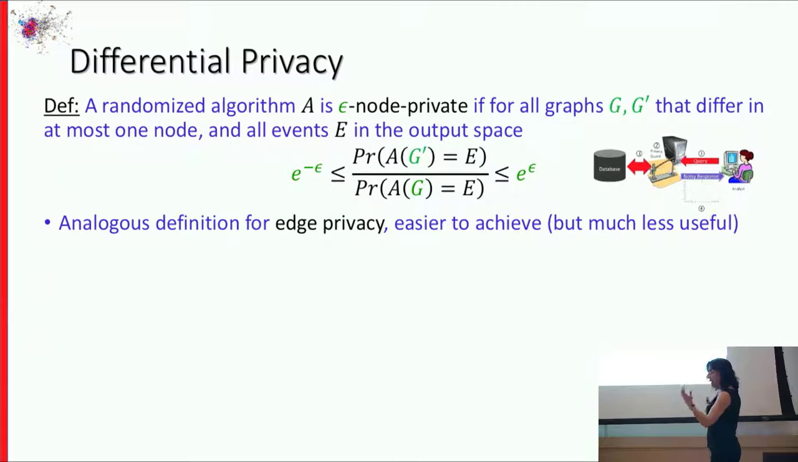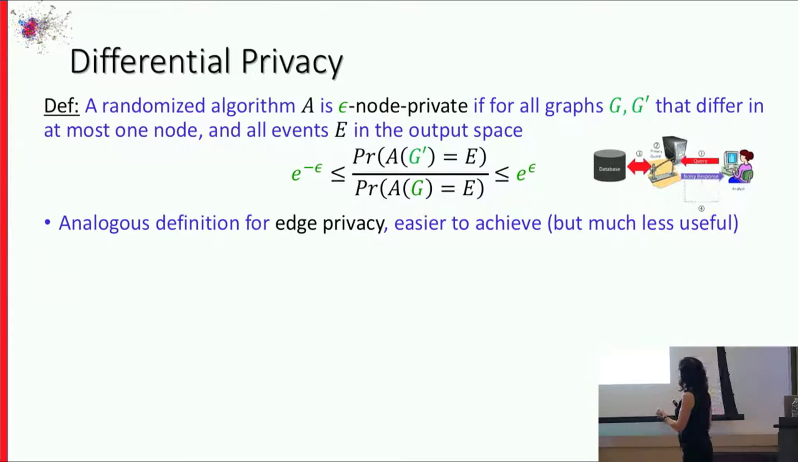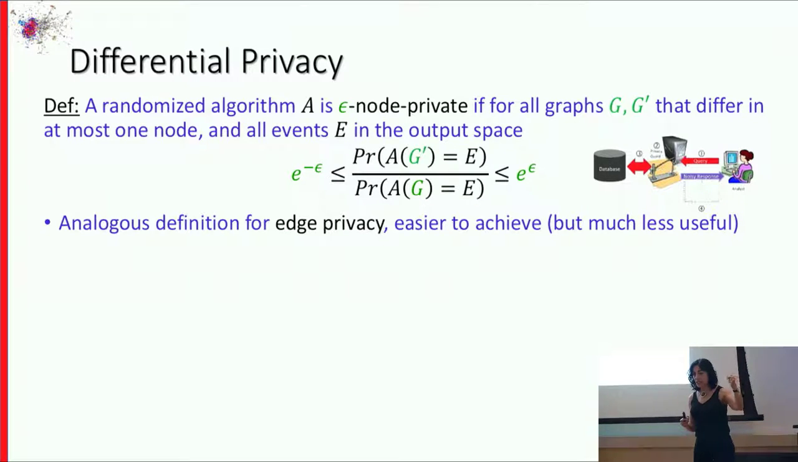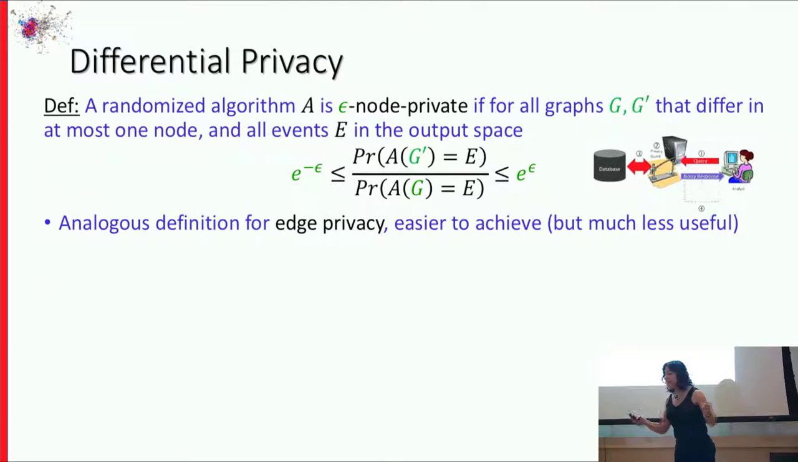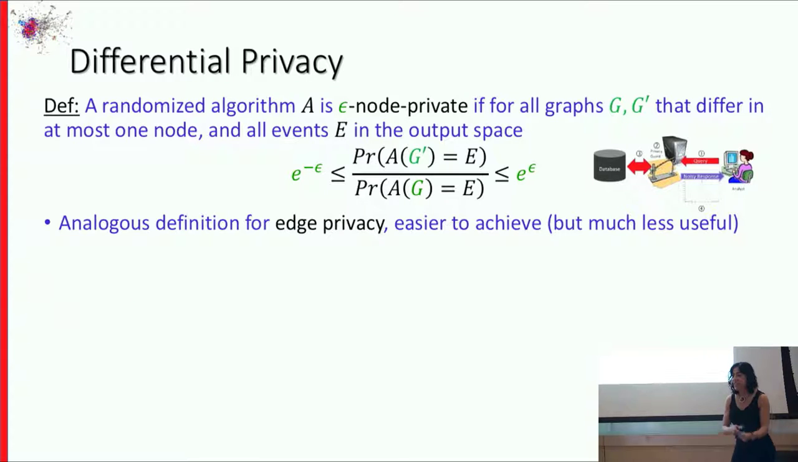So Dwork et al., with one of the et al.'s in the original paper being Adam Smith, this goes back to about 2000. A randomized algorithm is epsilon node private if, by pulling me out of the graph, the probability of any event you can calculate on that graph doesn't change by more than epsilon. So I'm in the graph, I'm out of the graph, it doesn't matter. The probabilities don't change very much.